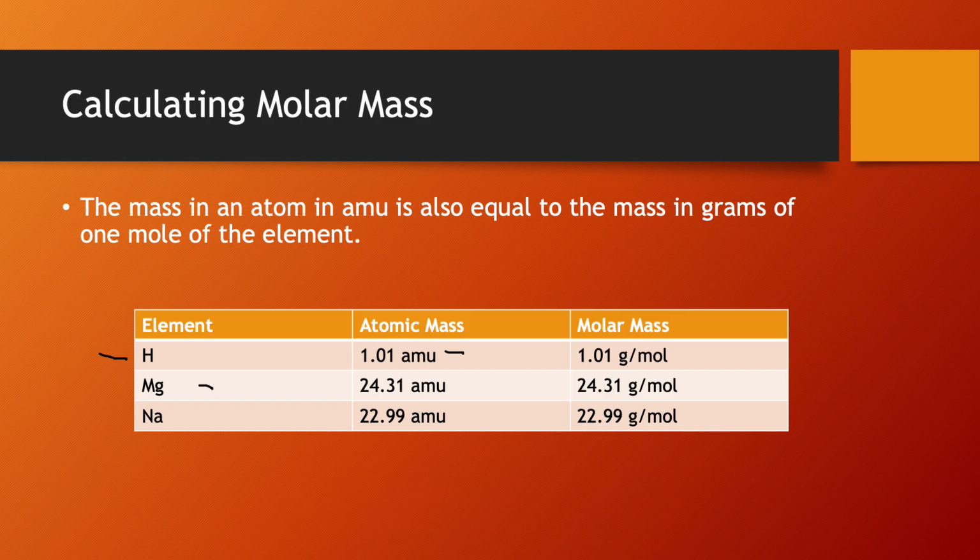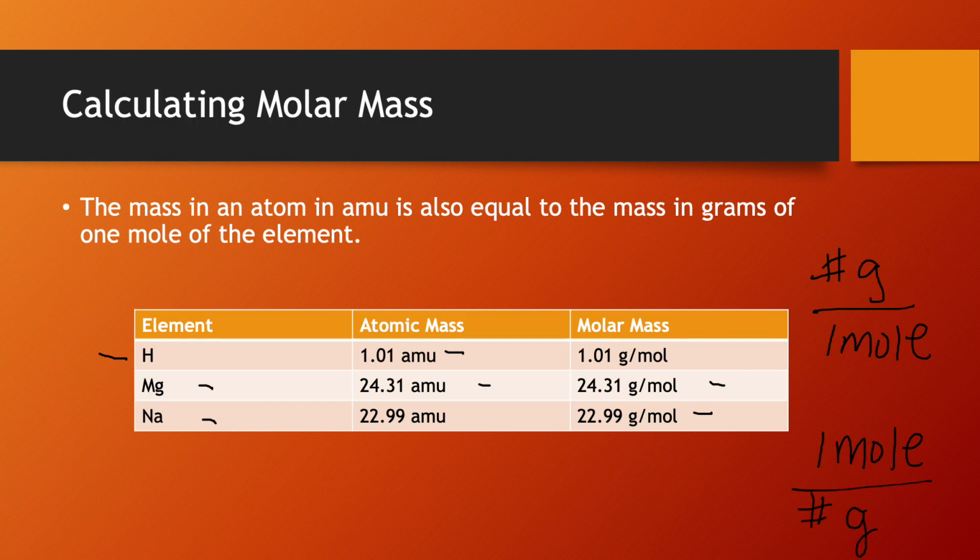Magnesium has 24.31 AMUs, and it has 24.31 grams per 1 mole. Sodium has 22.99 AMUs and 22.99 grams per mole. Molar mass is a number of grams per 1 mole. You can also flip that and say 1 mole per number of grams. And we'll need that for tomorrow's lecture when we look at converting between molar mass, grams, and particles.